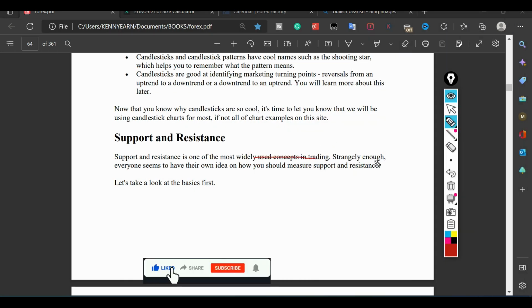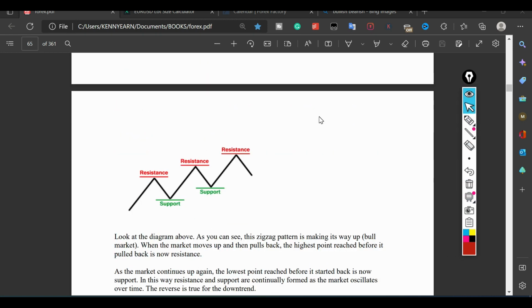Support and resistance is one of the most widely used concepts in trading. Strangely enough, everyone seems to have their own idea of how they should measure support and resistance, and that's true. The way the retail traders, or should I say majority of the market participants, draw support and resistance, that's different from the way I draw. But for beginner traders, support and resistance simply means the market takes a bounce up from its support. Just use the analogy of your room.